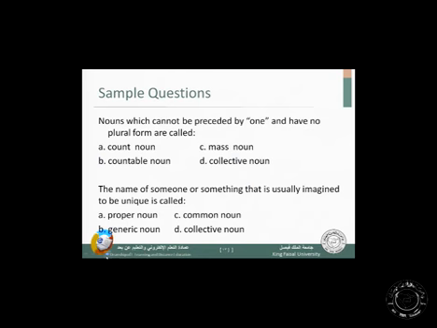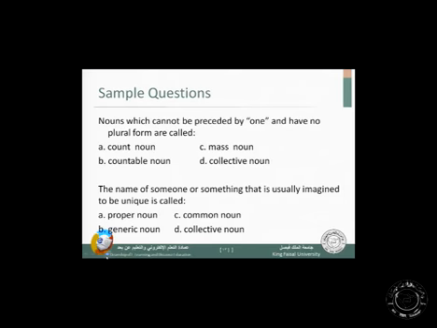So count and countable both refer to the same thing, okay? Nouns that can be counted, so A and B are not correct. Collective nouns, as we said, can be either singular or plural, so they can be preceded by one and they can have a plural form. But mass nouns, like water, like oil, like anything that cannot be counted, these are what we call mass nouns. These cannot be preceded by one. We can't put one right before them, and they do not have a plural form. So water, we don't say waters, okay, if we are referring to the water we drink. So mass noun is the correct answer in this case.